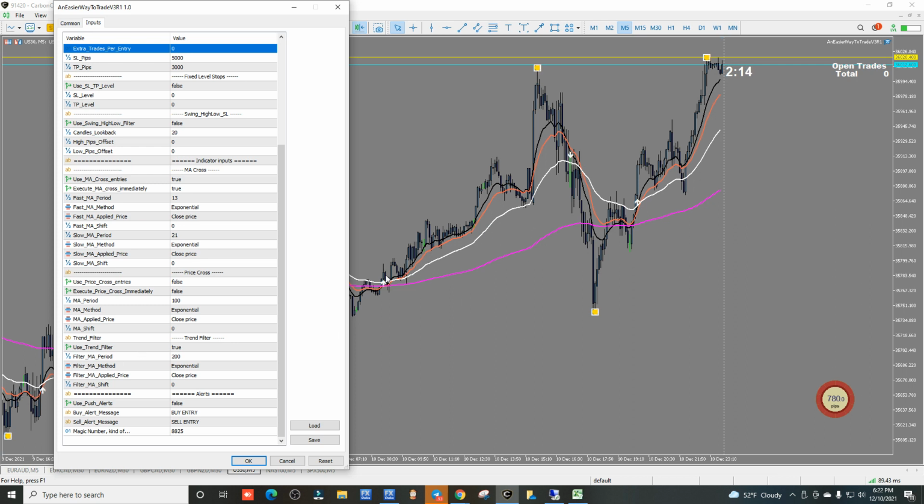Okay. So when the MA is crossed, when the 13 crosses over the 21, and we're above the 200, it's executing the buy. When price is below the 200 and the 13 crosses below the 21, it's executing the sale. That's all it is. MA cross true, it executes immediately at the cross and goes with the trend. That's pretty much how we trade with this EA.